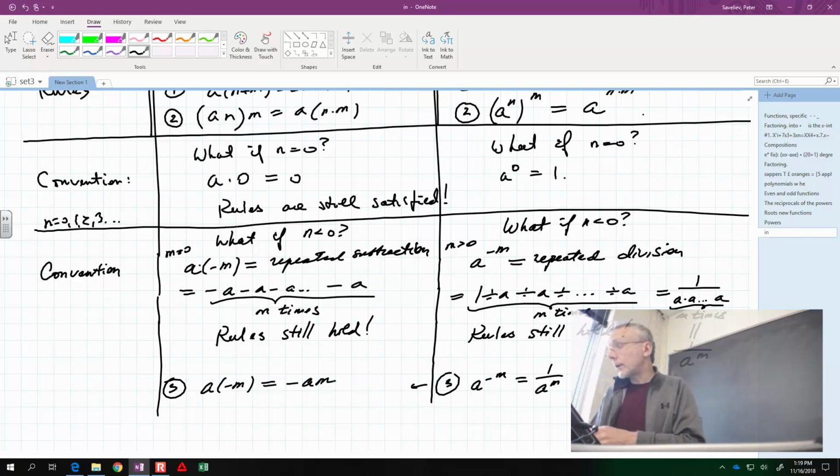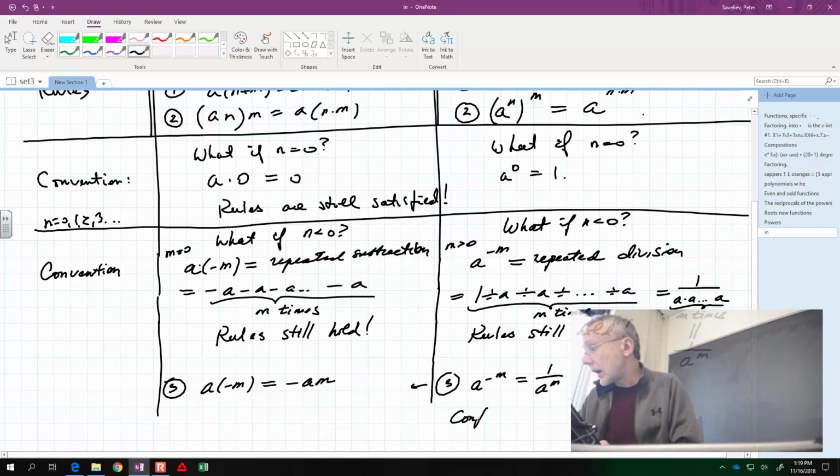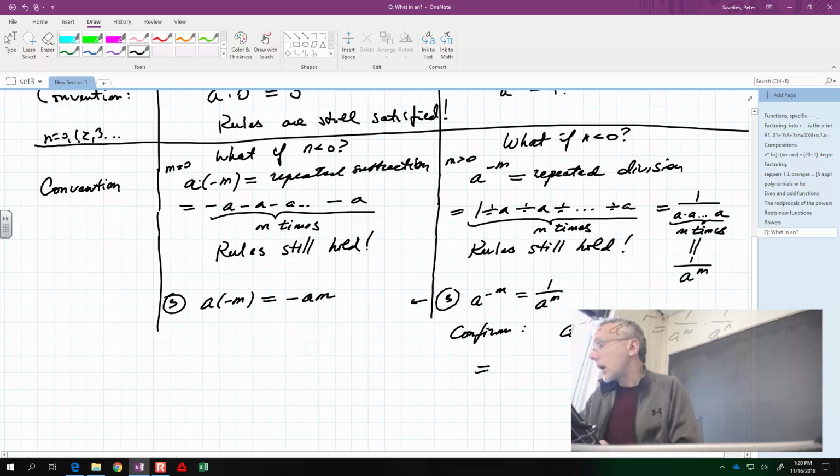You can also confirm, as I was going to do, the first two properties. So a to the negative m times a to the negative n, right? According to my formula, it's 1 over a to the m times 1 over a to the n. Then I bring them together into one fraction, if I know how to multiply fractions, right? And then I bring them together according to my formula number 1, like this.